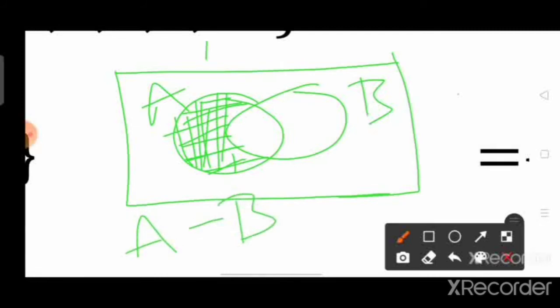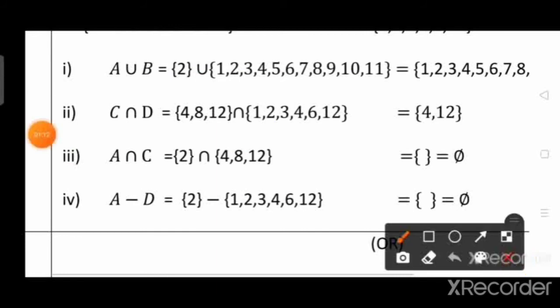It means the elements are in A but not in B. We have to write that only. So in A minus D, the elements are root 2, minus 1, 2, 3, 4, 6, 12. This is also pi, empty set. Elements are in A, not in B.